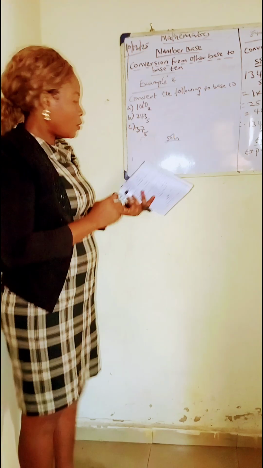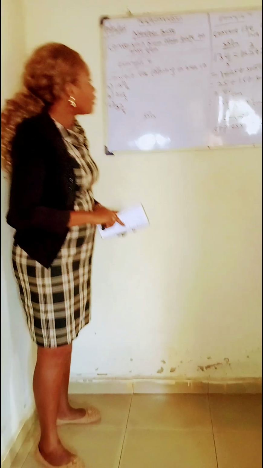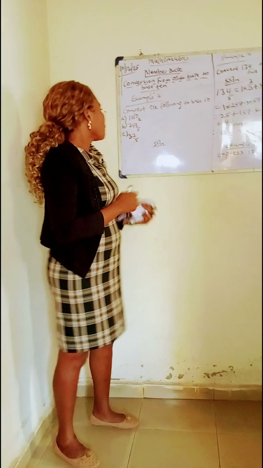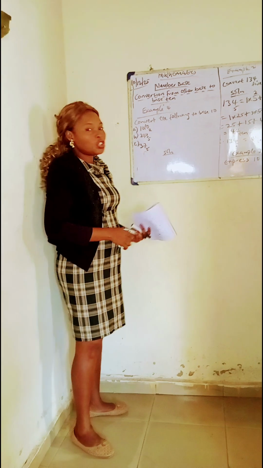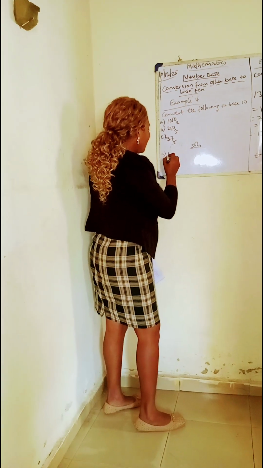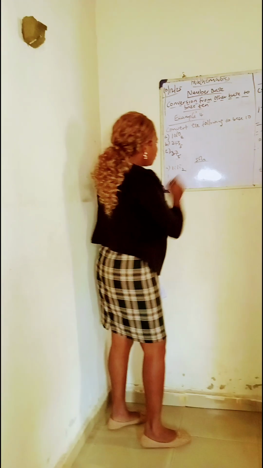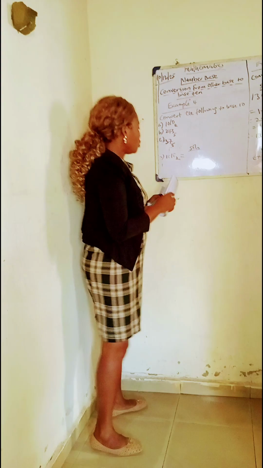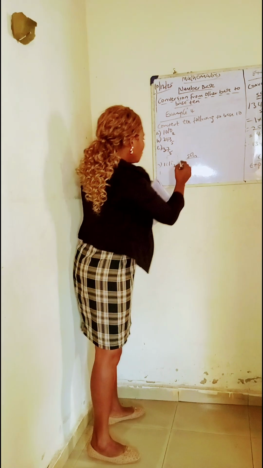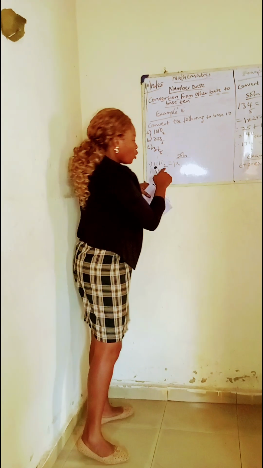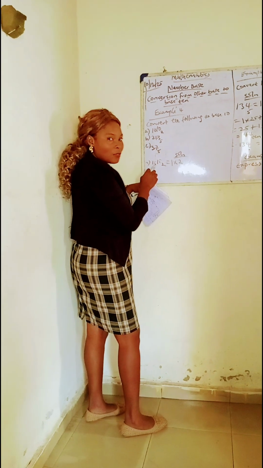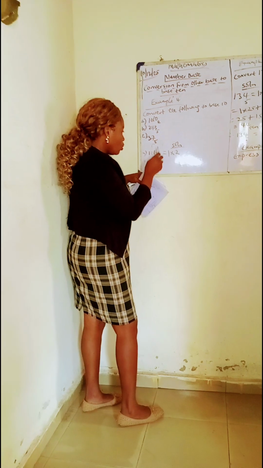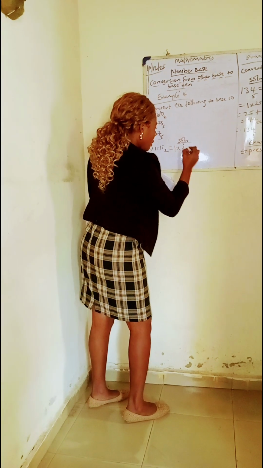So let's look at example 4. Convert the following to base 10. We have different bases here. So we are going to solve on each of their different bases. So let's go. The first one we have here is 1010 to base 2. As I said earlier, you pick the first digit number, which is what? 1 times your base 2 raised to power. Count the number of digits left to get your power. 1, 2, 3. So raised to power 3.